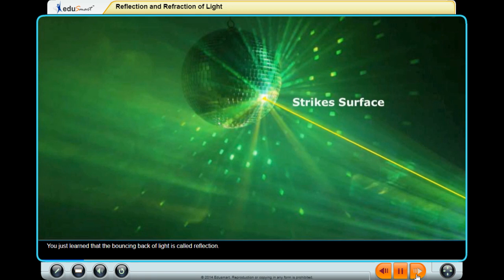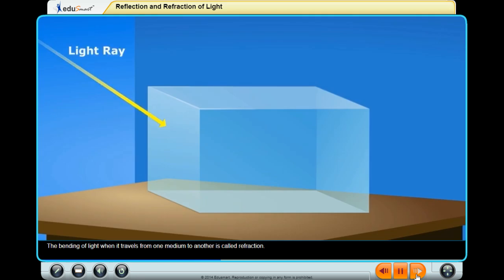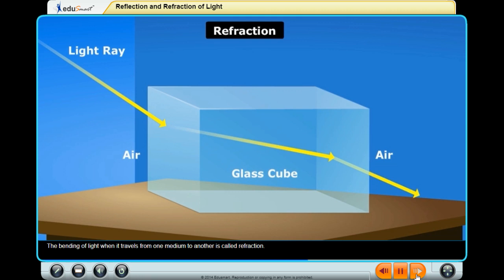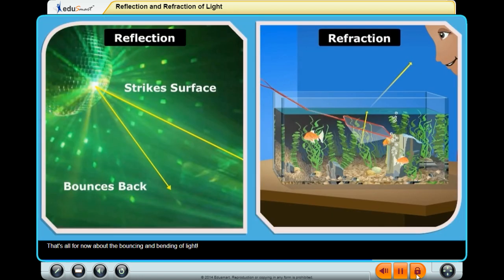You just learned that the bouncing back of light is called reflection. The bending of light when it travels from one medium to another is called refraction. That's all for now about the bouncing and bending of light.